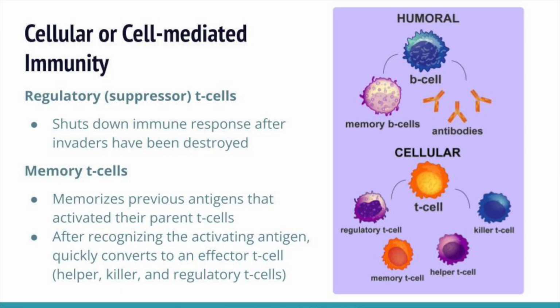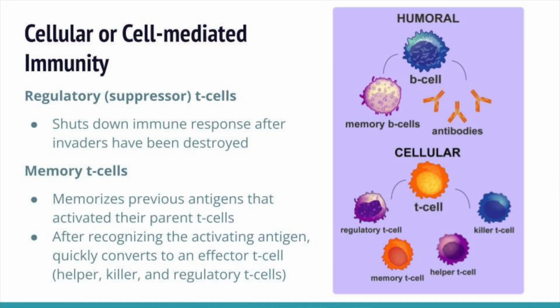The regulatory T cells, sometimes these are called suppressor T cells. And regulatory, they're going to regulate, and they're going to shut down the immune response after the invaders have been destroyed. That way, the regulatory T cells are what helps prevent autoimmunity. If we just let them keep going, we'd get into a situation where they would just keep destroying, and eventually they would destroy us. So the regulatory T cells say, hey, battle's over. Let's stop and go home now.